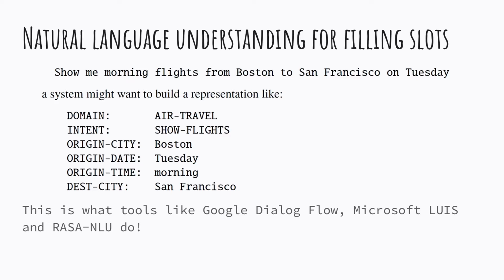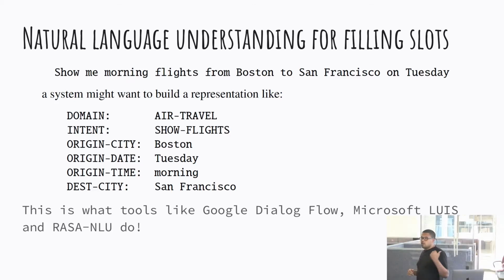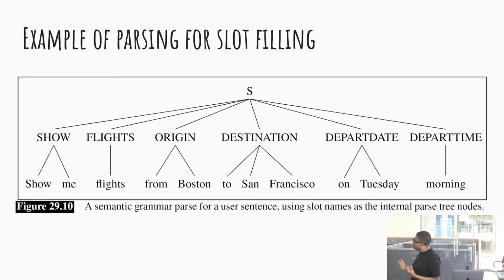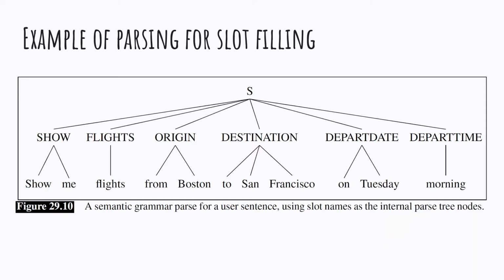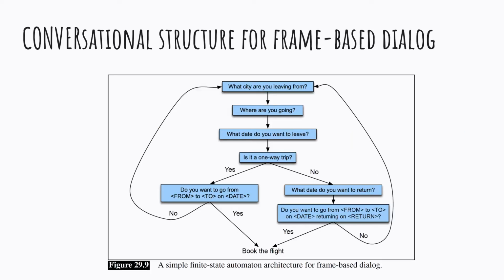So if you take that as an example, "show me flights from Boston to San Francisco on Tuesday," you want to recognize what the intent of this phrase is, which is show flights, and then pick out things in the slots, like origin city is Boston, the origin date is Tuesday, and so on. So when you do something like this, you need to do a bit of parsing up front. And here is an example of a parse of the same sentence, mapping the sentence to the slots that need to be filled in. So this is an example of a task-oriented chatbot, and that's what we'll carry on.